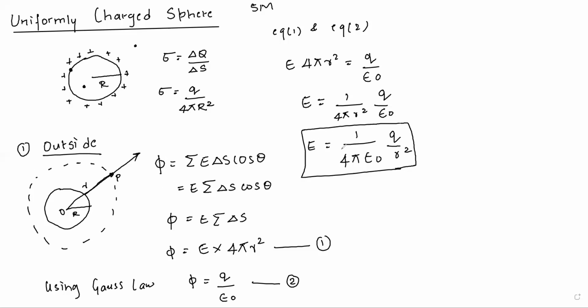It is nothing but the expression which we have already derived in the earlier classes, that is the electric field due to a point charge. You can cross check it. The expression is the same. If I write this in vector form, I will get vector E is equal to 1 by 4 pi epsilon naught Q divided by r square into r hat. So this is the expression for the first case.